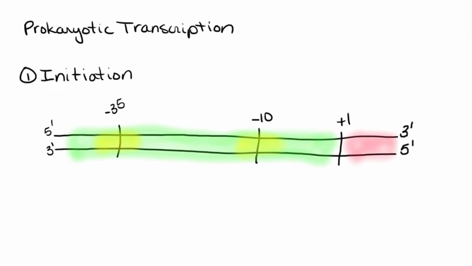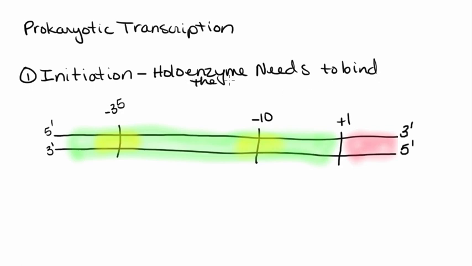Prokaryotic transcription is going to start with what we call initiation. And initiation is really all about the promoter region. So with initiation, the polymerase, and really we're talking about the holoenzyme, really needs to bind the promoter. And once it does bind the promoter, then we're really going to be ready to move into the next step.